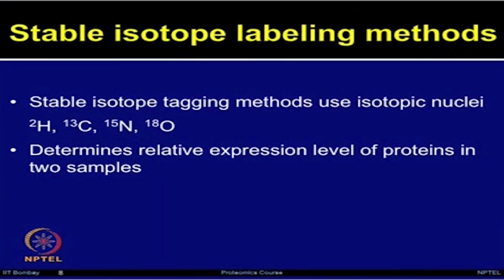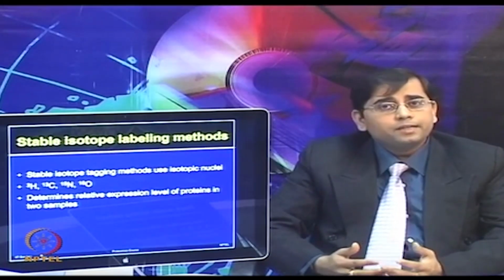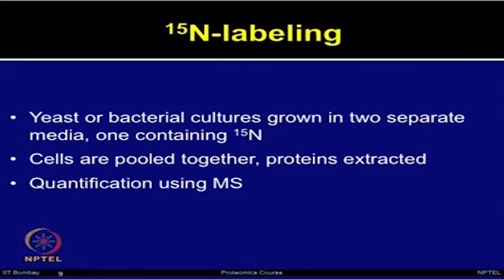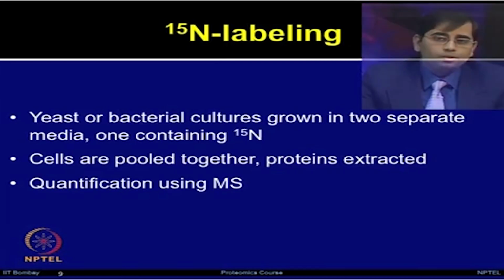So, the stable isotope tagging methods use isotopic nuclei such as 2H, 13C, 15N and 18O. These stable isotopes are incorporated in place of natural abundance isotopes in the heavy standard. By using the stable isotope labeling methods, one can determine the relative expression level of proteins in 2 samples. Let us briefly discuss the 15N labeling method. In yeast or bacterial cultures which are grown in 2 separate media, one containing 15N, the cells are pooled together. Proteins can be extracted from these pooled cells and quantified by using mass spec.